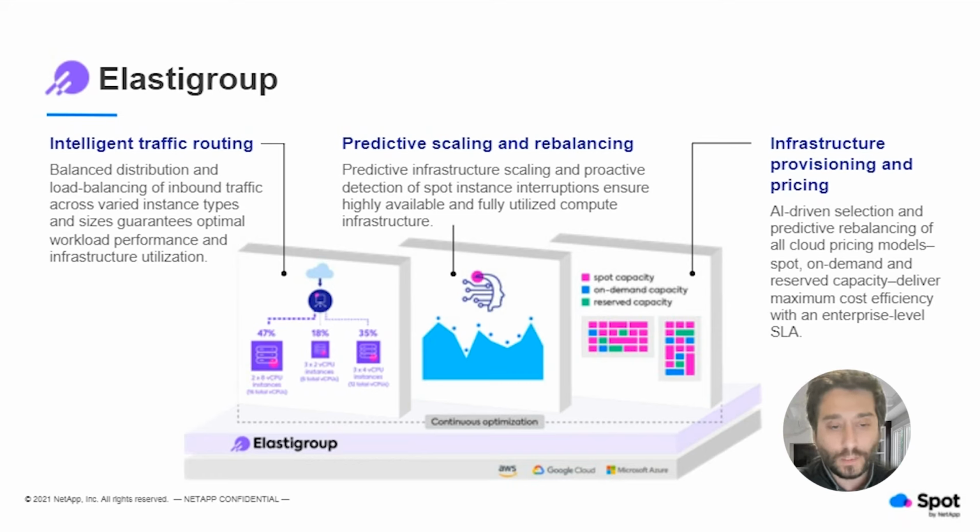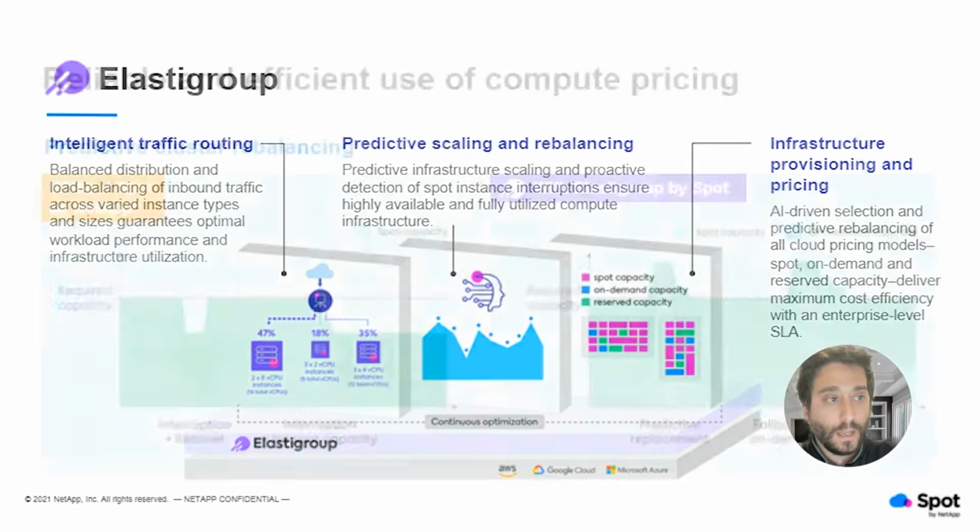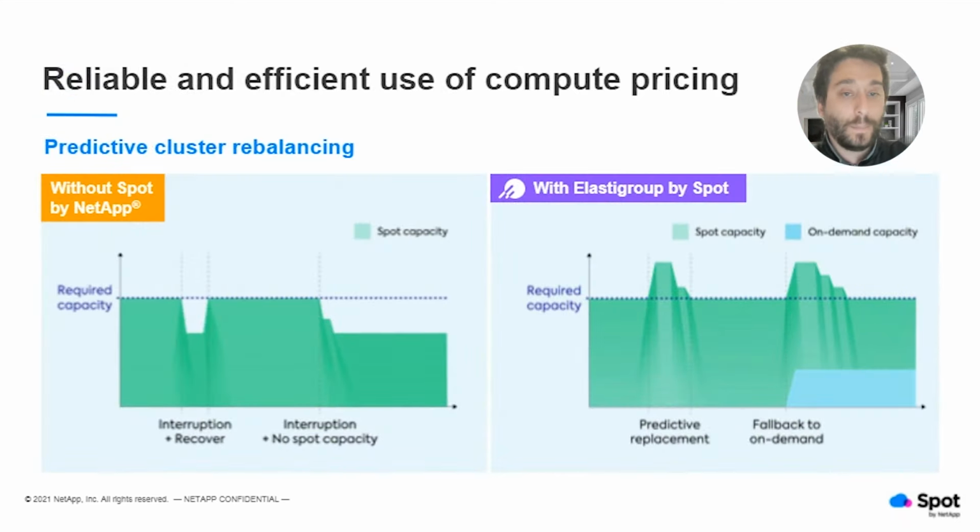Now, after we talked about Elastigroup for a bit, I want to go into the main process that leverages predictive rebalancing, which is the replacement itself. What you can see here is that without Spot by NetApp, without Elastigroup, when you set a scale set or auto-scaling group with the required capacity and an interruption happens, you will find yourself below the required capacity when it comes to instance count.